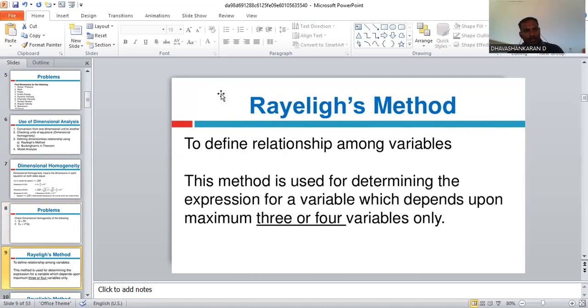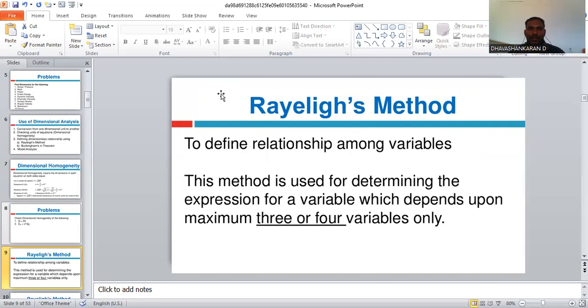We already discussed in the previous slide Rayleigh's method and Buckingham's pi theorem. Where can we use Rayleigh's method? It can be used when the number of variables is a maximum of 3 to 4. When the variables exceed 4, we cannot solve the problems using Rayleigh's method, so we move to solving problems using Buckingham's pi method.